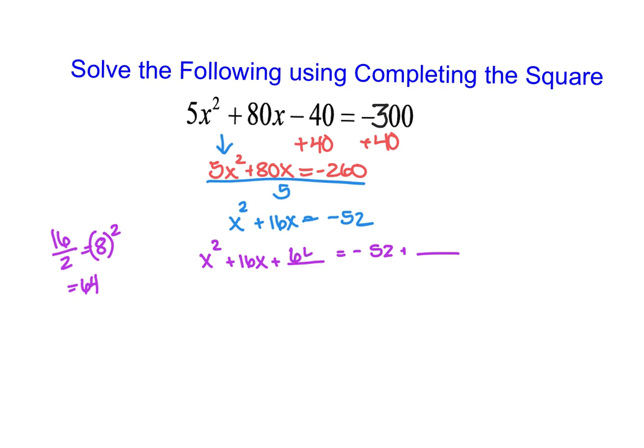So if I add 64 on the left-hand side of the equation, I also need to add it onto the right. And so from here, on the left-hand side, I've created a perfect square trinomial, which can be factored to be x plus 8, coming from right here, quantity squared, and that equals negative 52 plus 64, which is 12.